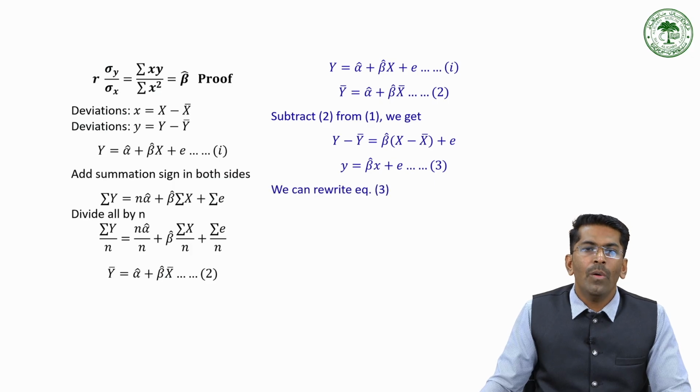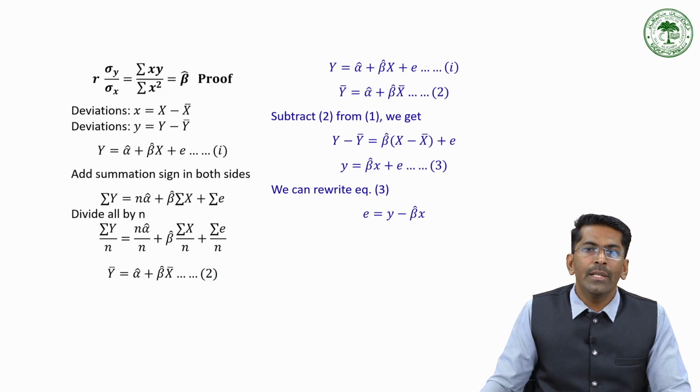Okay. Now I am going to rewrite equation number 3, isolating for e. Then it will become e is equal to y minus beta hat x.